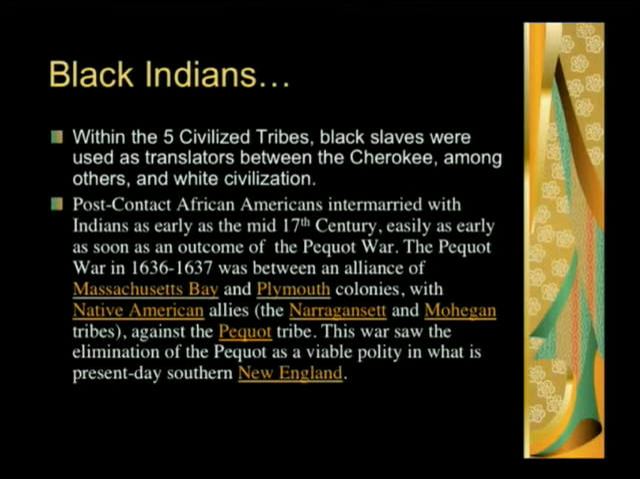So post-contact African Americans intermarried with Indians as early as the mid-17th century, easily as early as, for example, an outcome of the Pequot War. The Pequot War in 1636 and 1637 was between an alliance of Massachusetts Bay and Plymouth colonies with Native American allies, the Narragansetts and Mohegans, against the Pequot tribe. And this war saw the elimination of the Pequot as a viable political group and tribal group in what is now present-day southern New England.